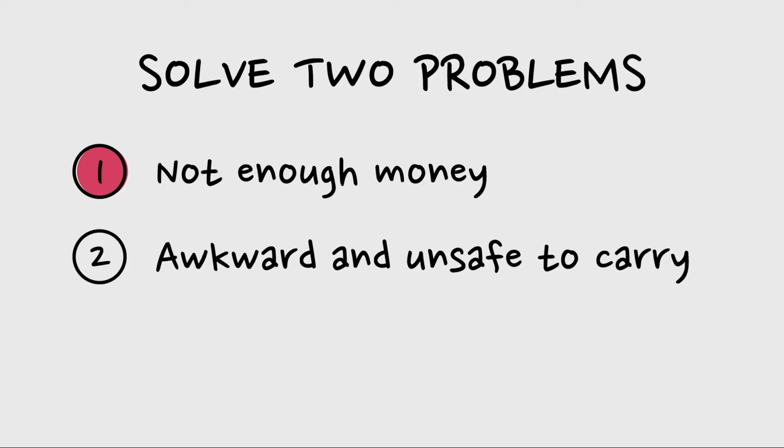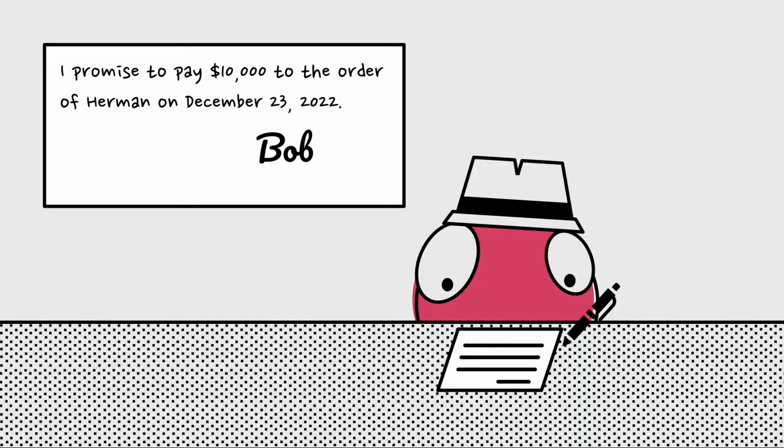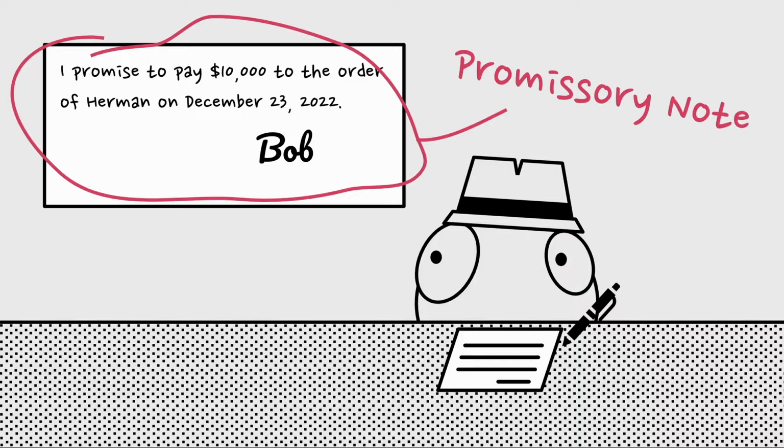And so we'll see why that is. When we talk about not enough money, here we have Bob. He's writing out this note. It says, I promise to pay $10,000 to the order of Herman on December 23rd, 2022, Bob. So there, Bob has written out what we call a promissory note, which is evidence that he's promising to pay Herman an amount of money, right? So that note represents that obligation that Bob has to pay Herman that $10,000.